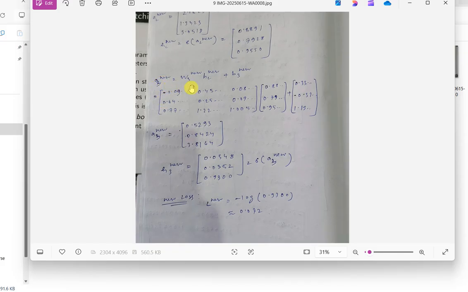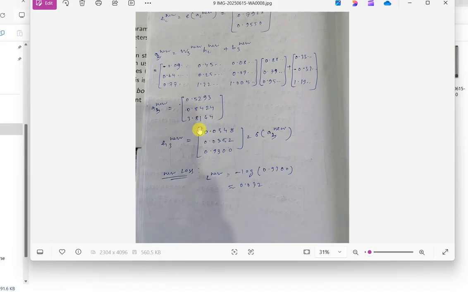And now we can calculate a3 new, for which the formula will be w3 new multiplied by h2 new plus b3 new. We already calculated b3 new using b3 minus eta times the gradient of loss with respect to b3. W3 new we have calculated using W3 minus eta times the gradient of loss with respect to W3, and H2 new we have calculated using the logistic function on A2 new, and we will get one column vector. Again we will use the logistic function on each A3 new value. Then we will get the corresponding H3 new value, which is the new third activation.